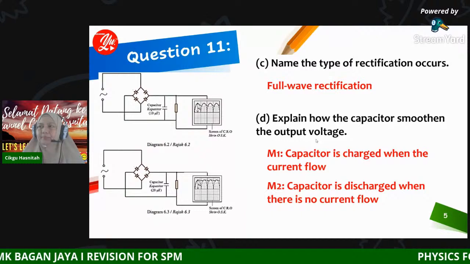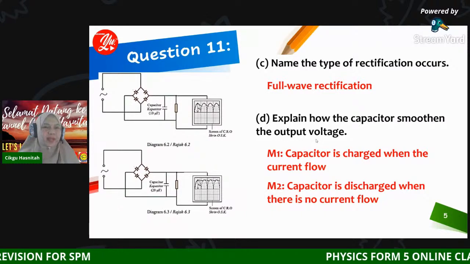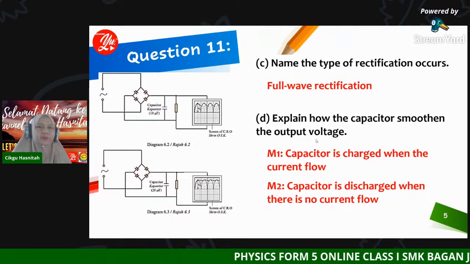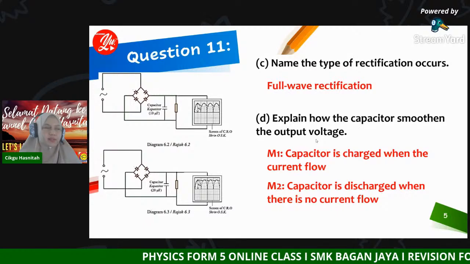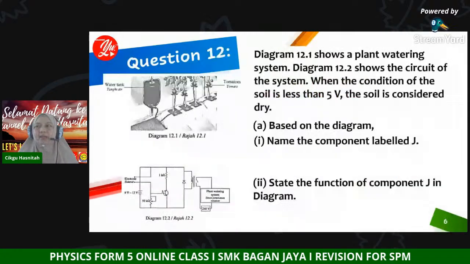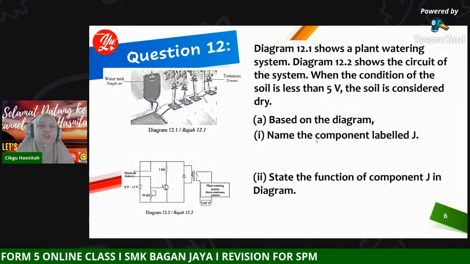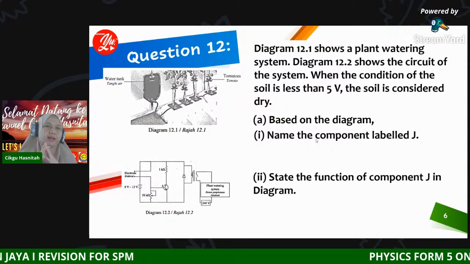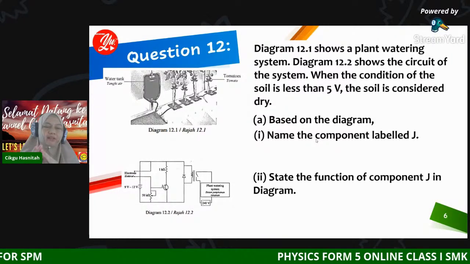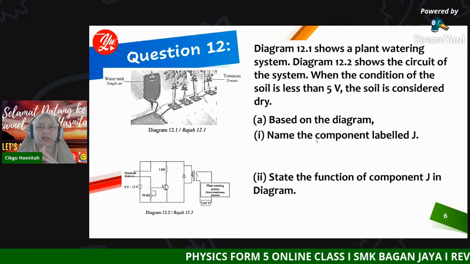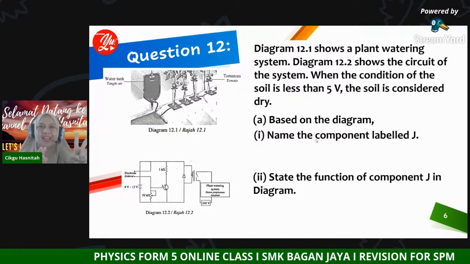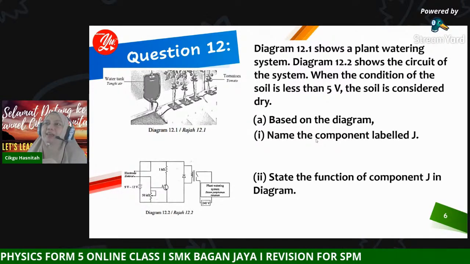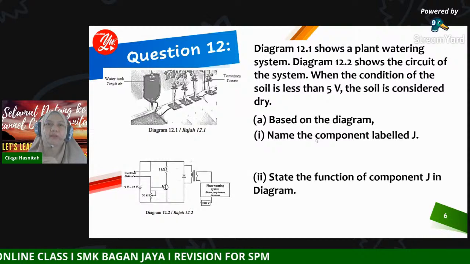Okay, so can we move to the next slide? This is the answer for question C and question D. Okay, next. We are done with question 11 altogether, 8 marks. Remember, question 11 represents question 6 in Paper 2, Section A. Now we go to question 12.